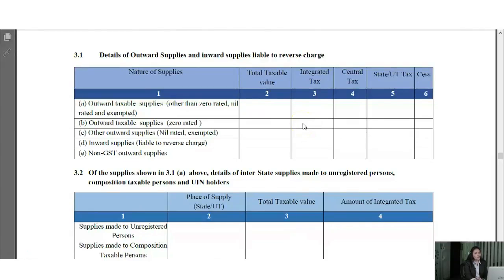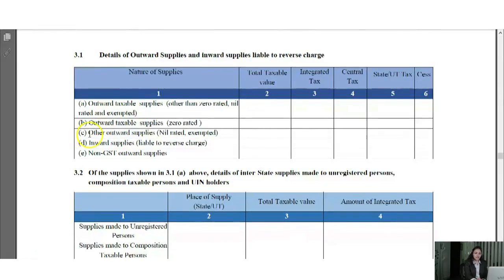If the user has not executed any bond or letter of undertaking, then the user has to mention the total IGST amount charged on the supplies in column number 3. In case of 0 rated supplies, there will not be any CGST or SGST liability as 0 rated supplies are treated as interstate supplies and hence only IGST shall be applicable.